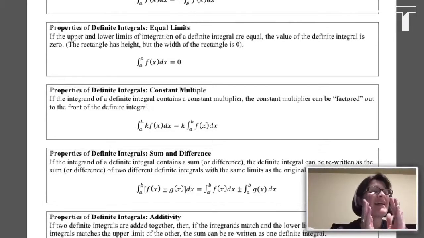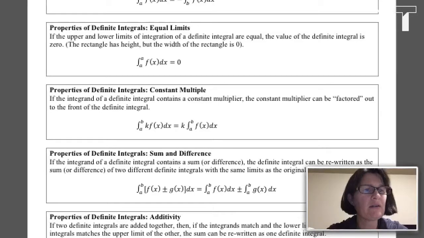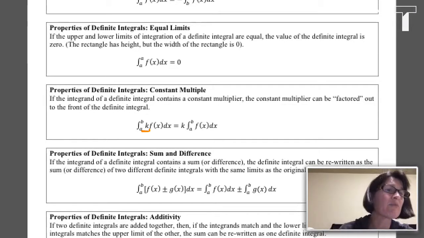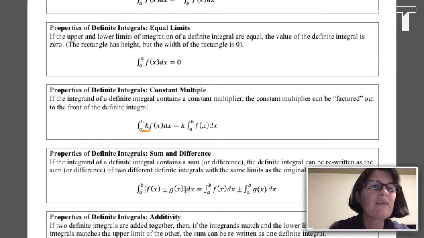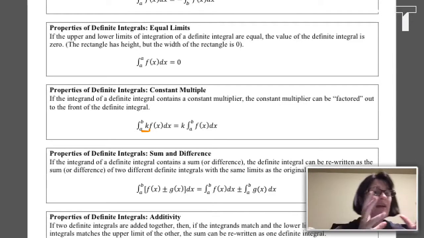Next rule, if my integrand has a constant multiplier, so see this k here, that's a constant multiplier. I can factor a constant multiplier out to the front. So instead of leaving that k inside my integral, I can just factor the k out, evaluate the integral, and whatever I get, multiply by k. That's legit. It's similar to the constant multiple rule we had for derivatives.